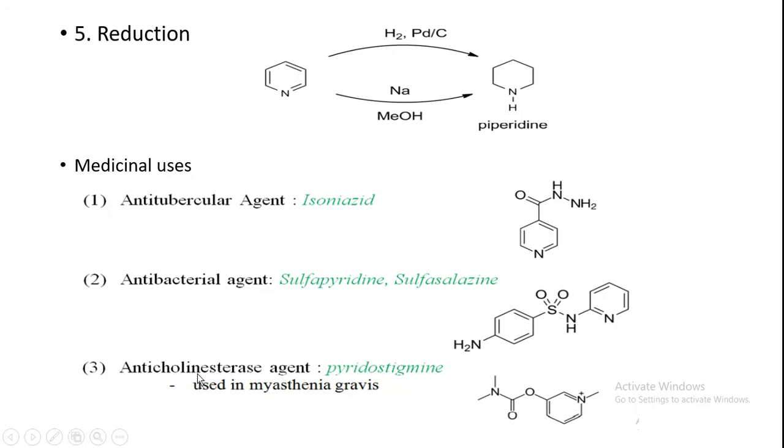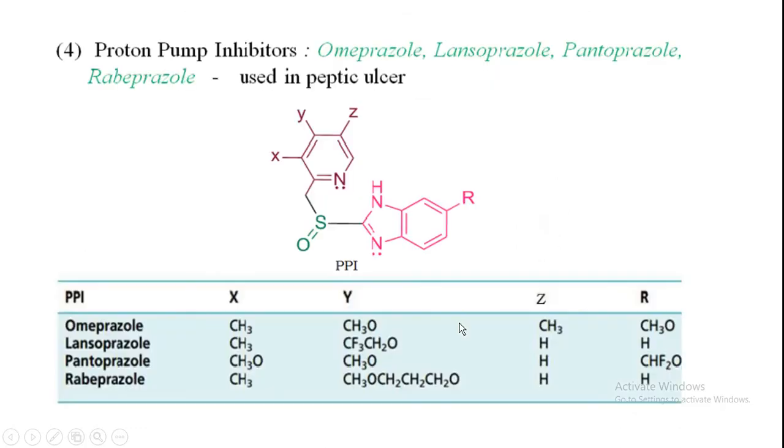Then next, anticholinesterase agent, for example pyridostigmine, which you already know is used in myasthenia gravis. This is the structure, which also contains pyridine as a basic moiety within its structure. Next, proton pump inhibitors like omeprazole, lansoprazole, pantoprazole, rabeprazole, used in peptic ulcer. All these PPIs are derivatives of pyridine. You see, this is the pyridine ring. You just change the functional group, and you will get omeprazole, lansoprazole, pantoprazole, rabeprazole.